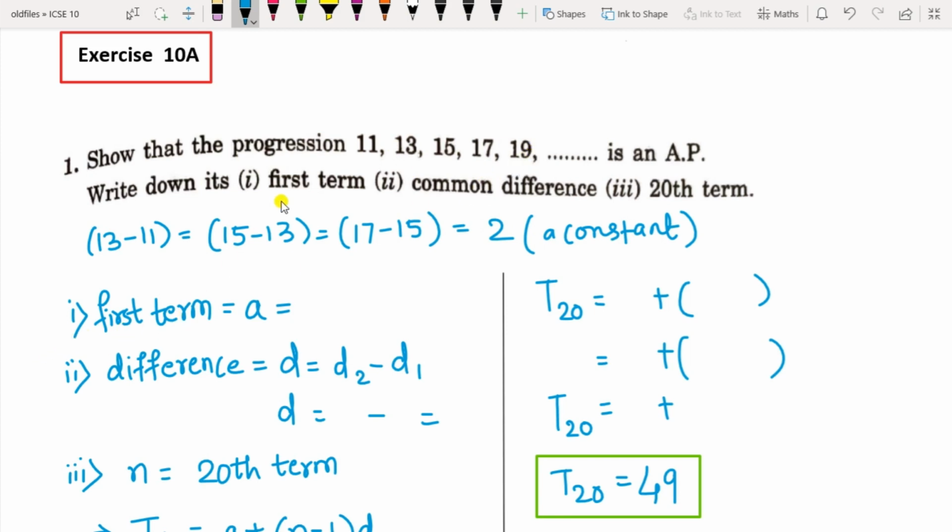Now let us write. They have asked for the first term, that is a. In this case a is 11. Then you have to find the difference, that is d equals a2 minus a1.